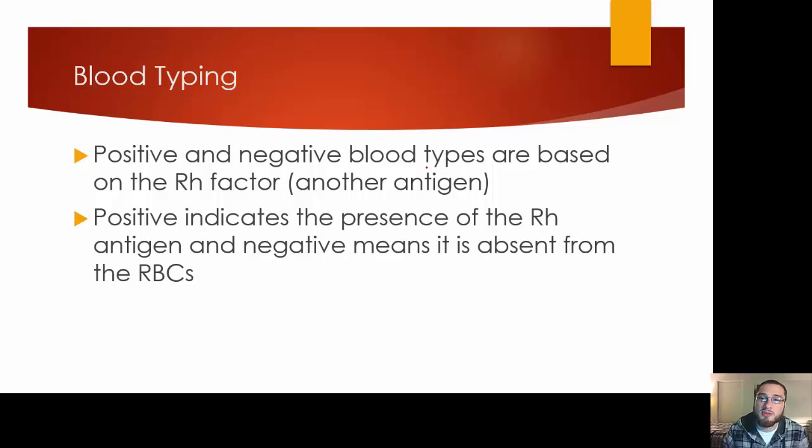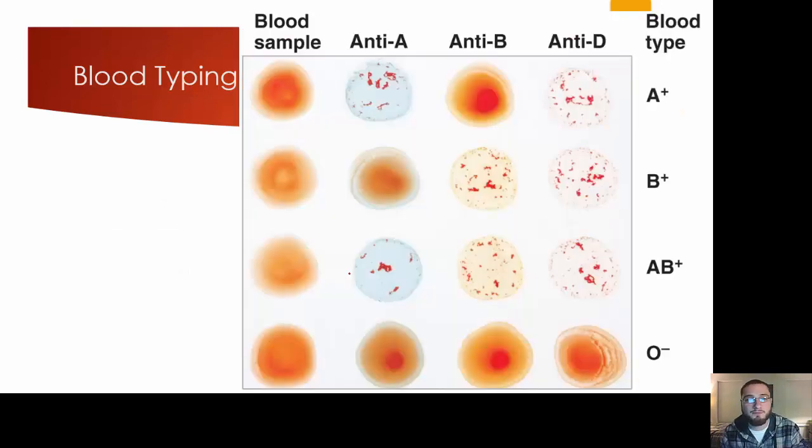So positive and negative blood types are based on the Rh factor, which is another antigen. Positive indicates that you have the Rh factor. Negative means that you don't have the Rh factor on your red blood cells. So you're either positive or negative, and then you're either A, B, O, or AB.